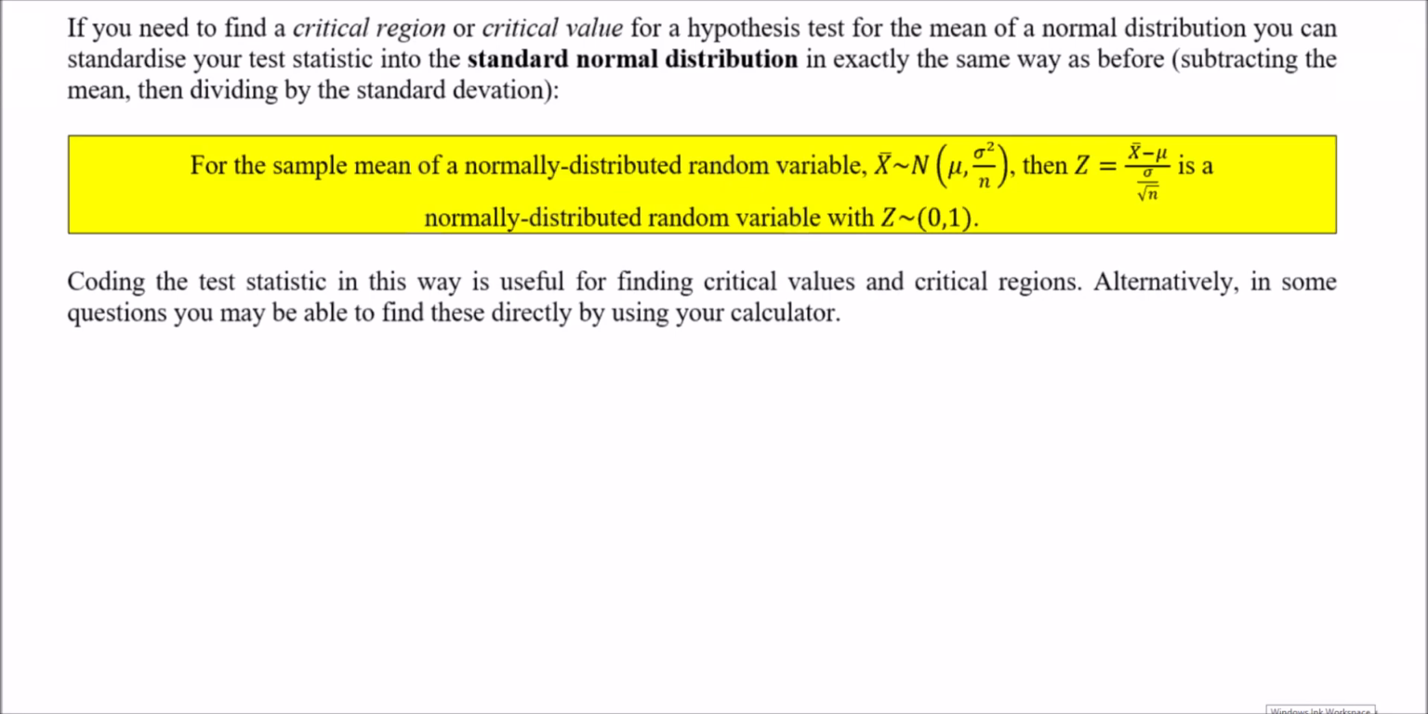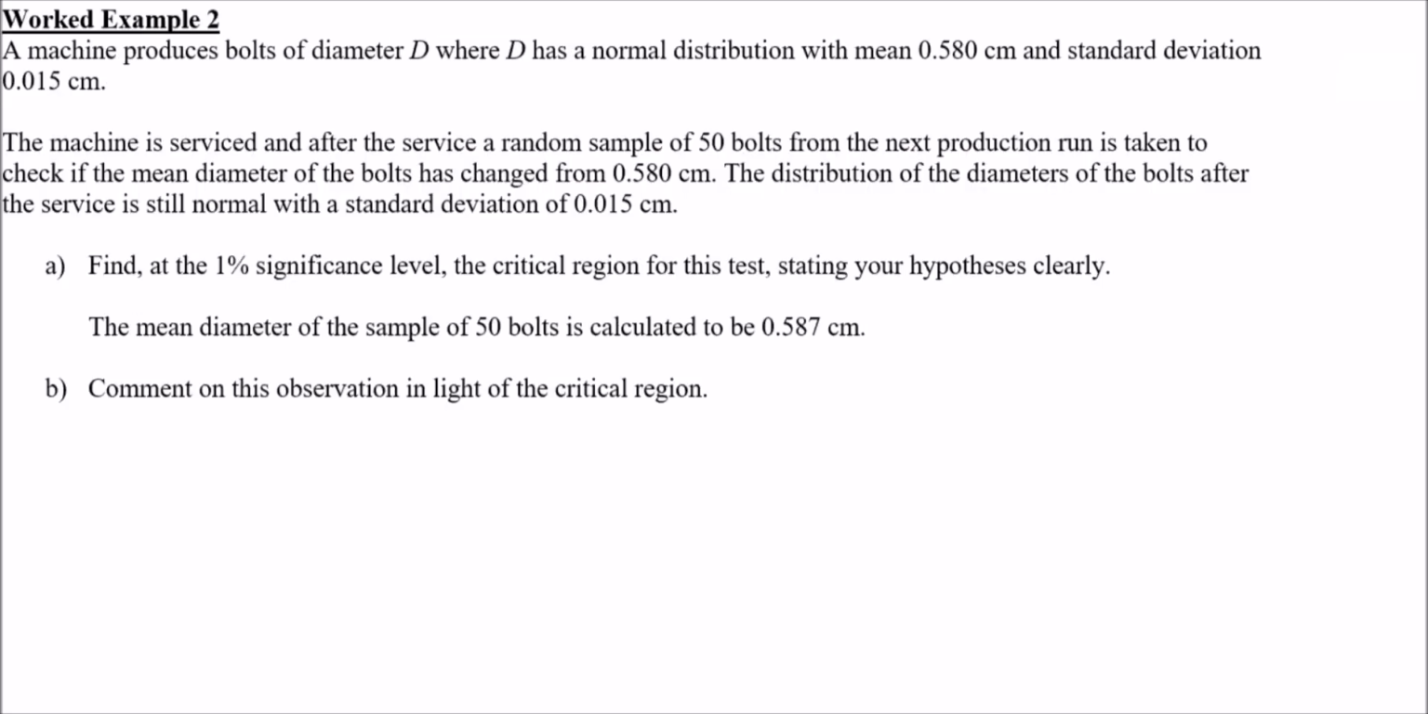So coding the test statistic in this way can be useful for finding critical values and critical regions, but like I've said, alternatively in some questions you might be able to find these directly by using your calculator. If you can use your calculator and avoid the coding, my suggestion would be to avoid doing that, and let the calculator do as much of the work for you as possible.